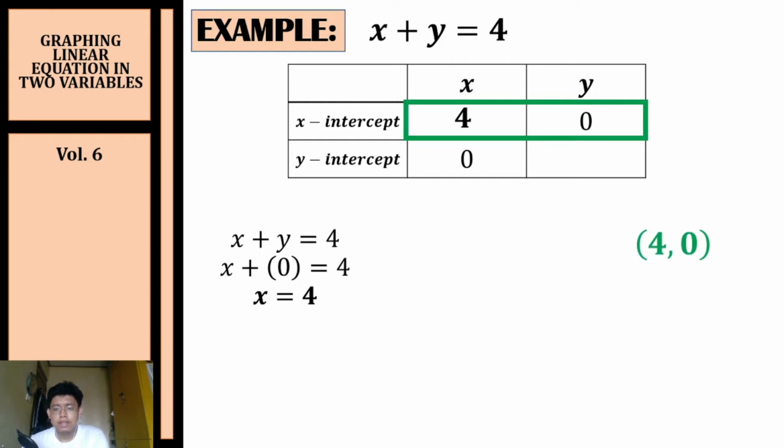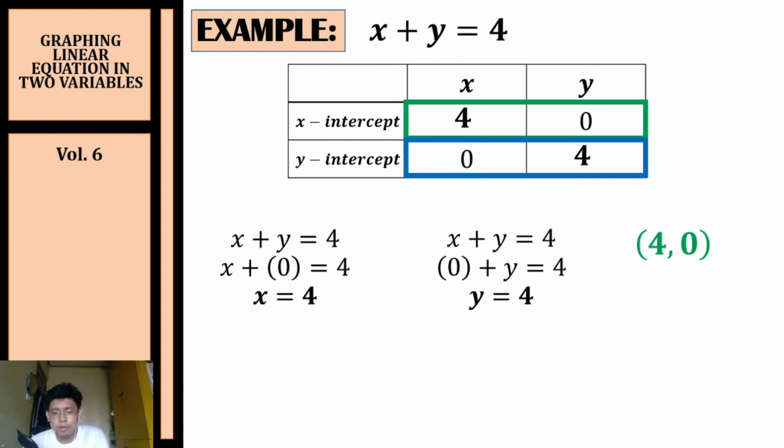Next is for us to find the y-intercept. To find our y-intercept, we substitute 0 for the value of x and solve for the value of y. Using the same equation, let's replace x by 0 and solve for the value of y. So y will be equal to 4. Our y-intercept will have a coordinate of (0, 4).